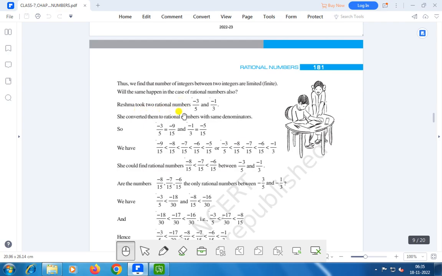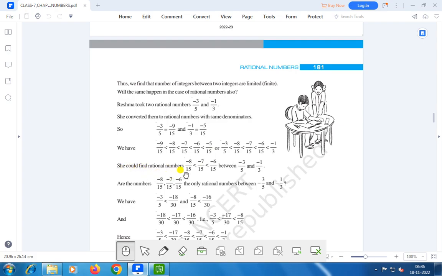Resma took two rational numbers, minus 3 by 5 and minus 1 by 3. She converted them to rational numbers with the same denominators. Minus 3 by 5 is equal to minus 9 by 15 and minus 1 by 3 is equal to minus 5 by 15. Now we know that minus 9 by 15 is less than minus 8 by 15, less than minus 7 by 15, less than minus 6 by 15, less than minus 5 by 15, right? Or minus 3 by 5 is less than minus 8 by 15 and less than minus 7 by 15, less than minus 6 by 15, less than minus 1 by 3.